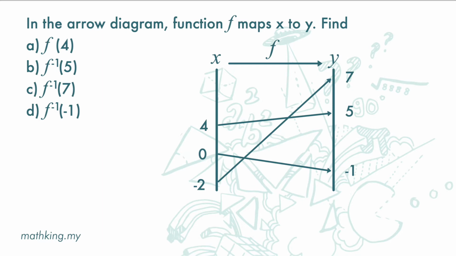In the arrow diagram, function f maps x to y. Find the following. A. Function f of 4. The object is 4. Going through function f, and we get the image 5. B. Inverse function f of 5. Here the object is 5. And we reverse the direction of the arrow. And we get 4.